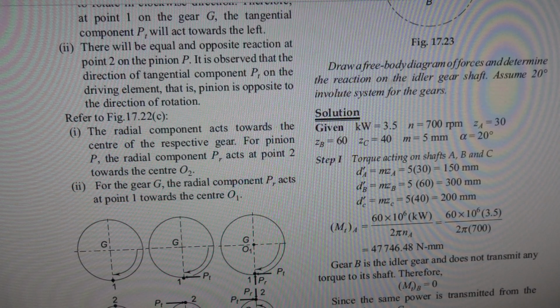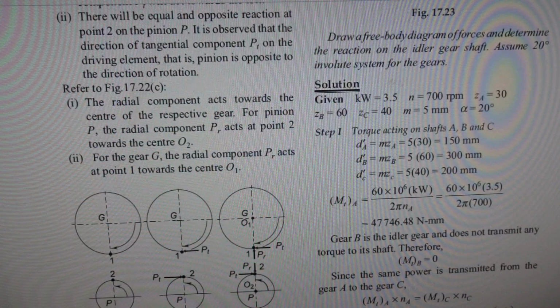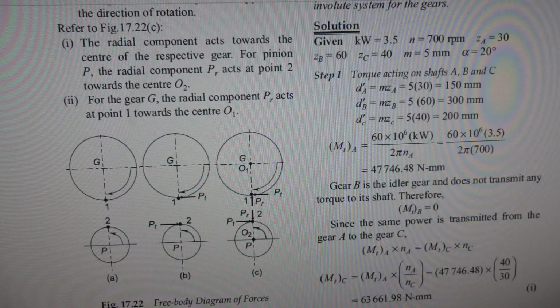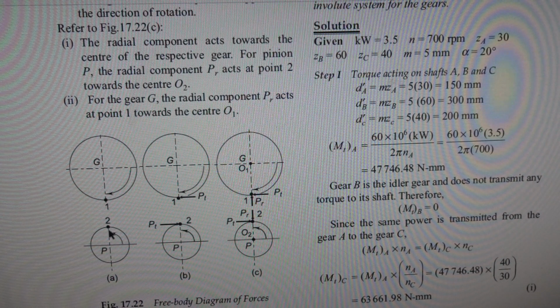Here, the free body diagram is explained by this diagram. Suppose this one is the pinion, and this one is the gear. Point 2 is on the pinion and point 1 is on the gear. Suppose the pinion rotates in the anti-clockwise direction, so the gear will rotate in the clockwise direction.